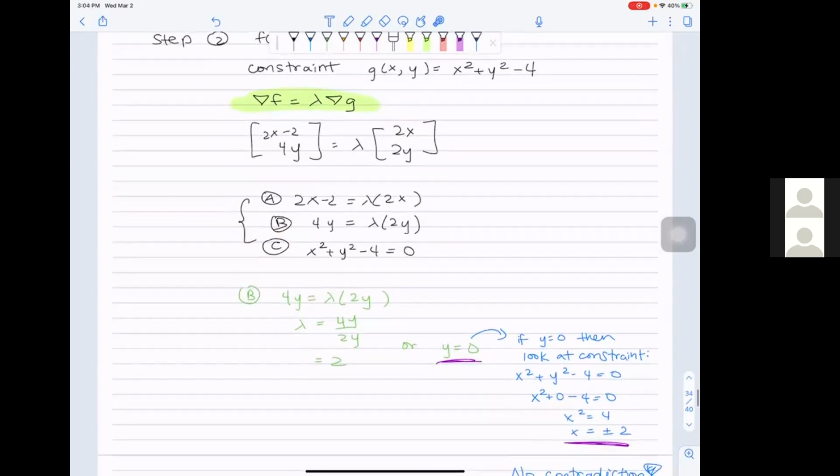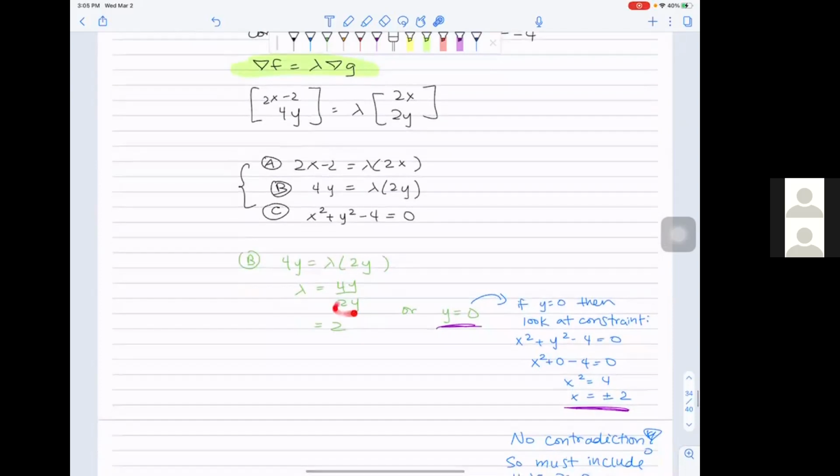I started at the second equation, B. So I have 4y equals lambda 2y. I want to have lambda by itself, so I divide both sides by 2y. So I have lambda equals 4y over 2y, which is 2. But note that I divided by 2y. When I divide by 2y, well, what if y ended up being 0? Then we'd have something like dividing by 0, which is an error, right? So we need to test, is y equals 0 possible?